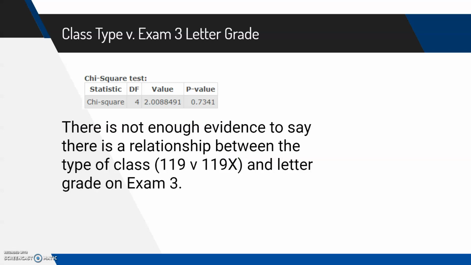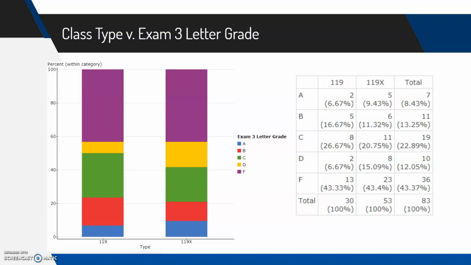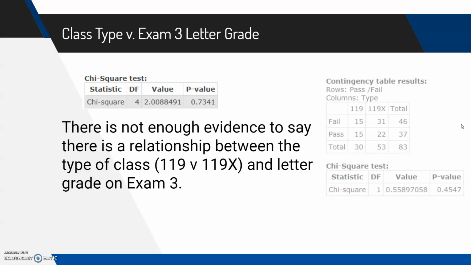The p-value for my chi-squared was humongous. So there really wasn't enough evidence to show that there was a relationship between the type of class and the letter grade on exam 3. Because I'm extra, I was curious to know if the little proportions of D's and F's, this difference here, was enough to be statistically significant. So I ran another chi-squared test of just pass versus fail for the 2 classes, and still didn't have a statistically significant relationship between the classes and whether people passed or failed the test.